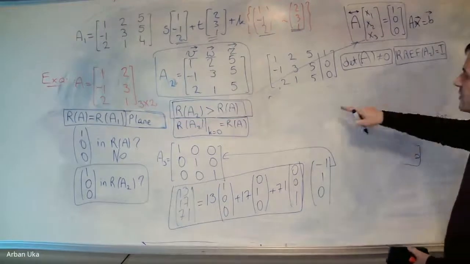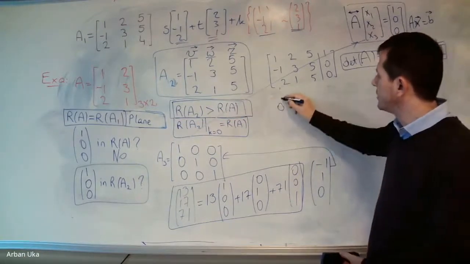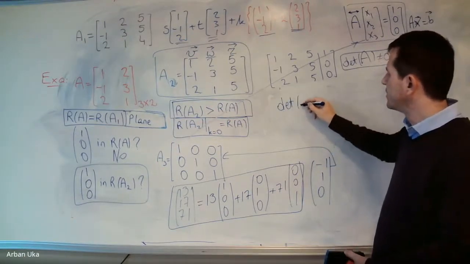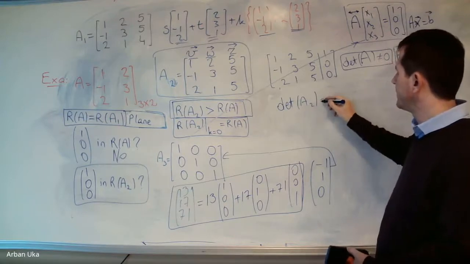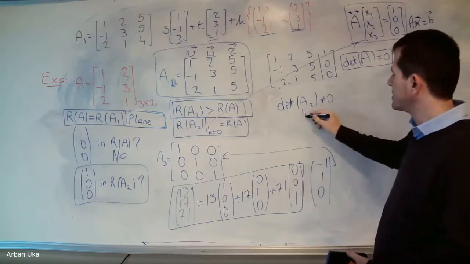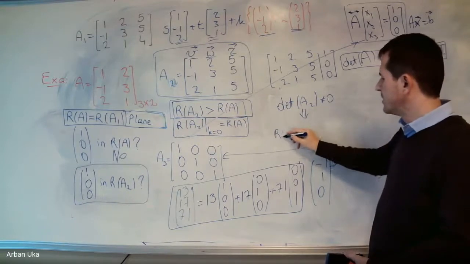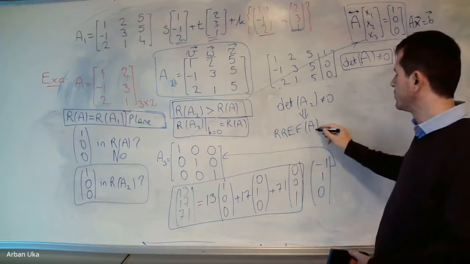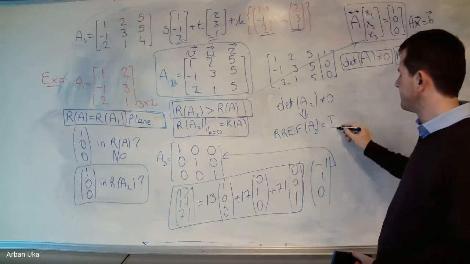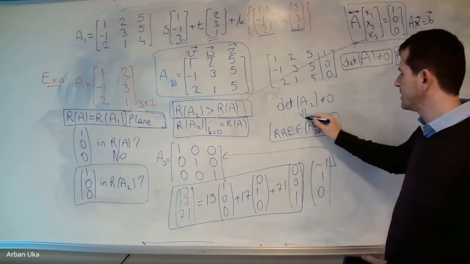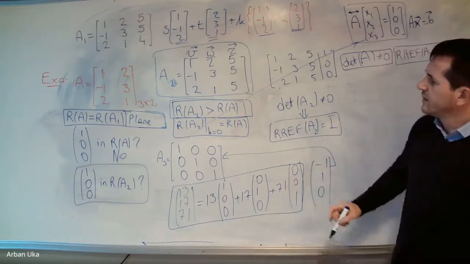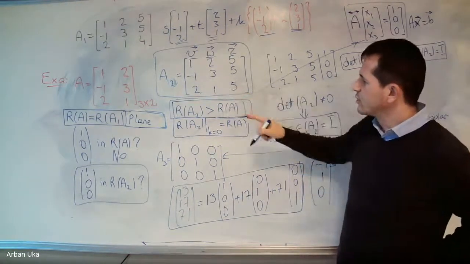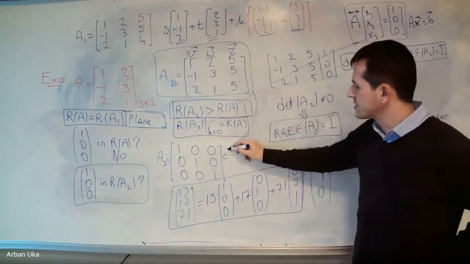If the determinant of A2 is different from 0, let's think for a moment like this. If the determinant of A2 is different from 0, what does this mean? This means that the reduced row echelon form of A2 is equal to what? Identity matrix, right? So what we can do is that if we start from this matrix, we produce the reduced row echelon form, we get this.